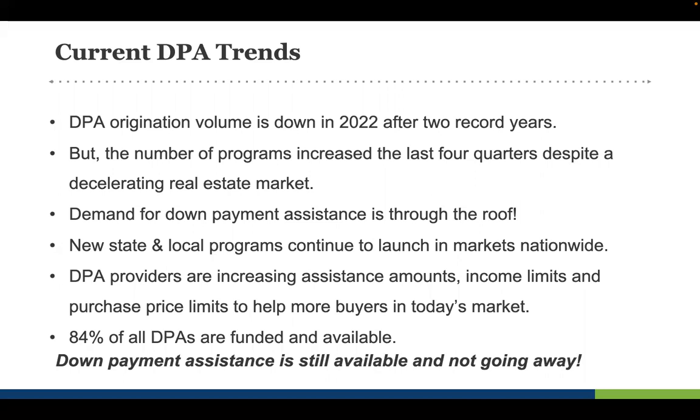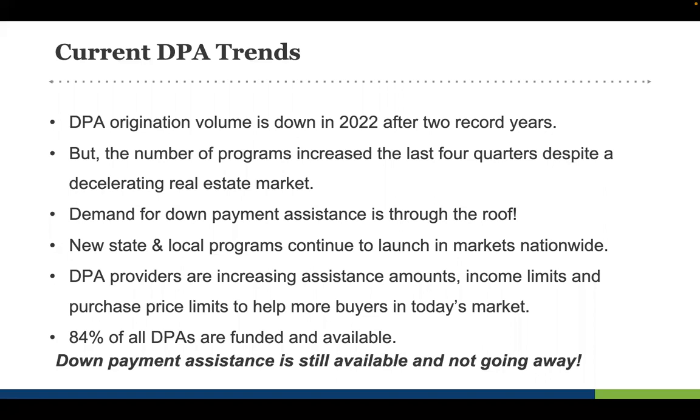States and local programs continue to launch new programs and continue to try to increase assistance amounts, income limits, and purchase price limits to adapt to appreciation, to adapt to today's prices and incomes, and to, again, try to keep the door open to more buyers to be able to access help to get into a home.